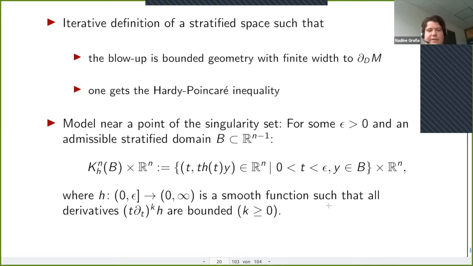And I'm very fast, I'm sorry. But yeah, instead of giving you the full definition, that's more or less what I wanted to tell you. So if you have a stratified domain coming in this procedure, then you get a well-posedness result with this weight you get from those TH.